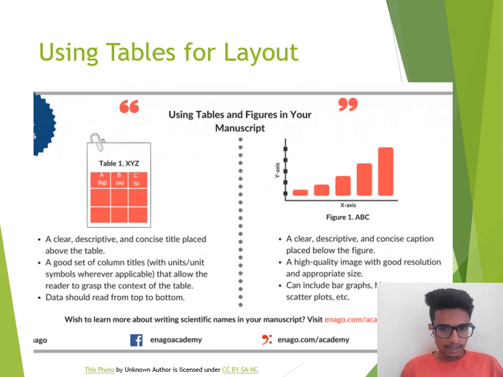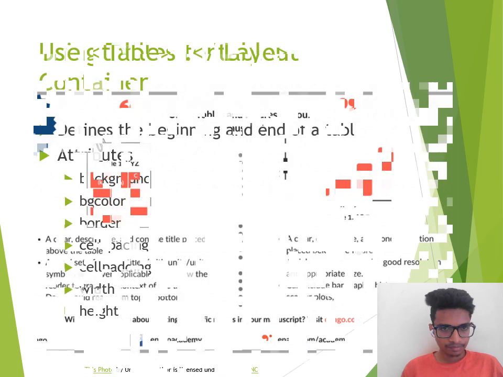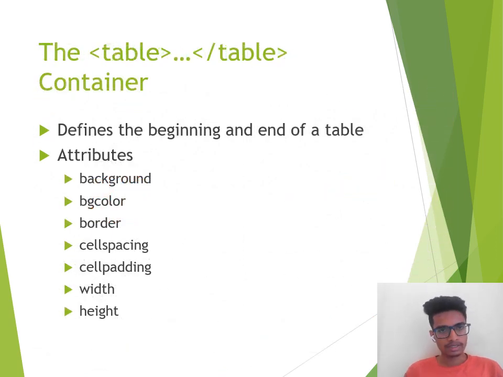Now let's get started to implement tables in HTML. Now it is a table. The table will be implemented by using table tags. The table tag defines the beginning and end of a table. So you implement a table using a table tag, and this basically defines the way to start the table and where the table ends.